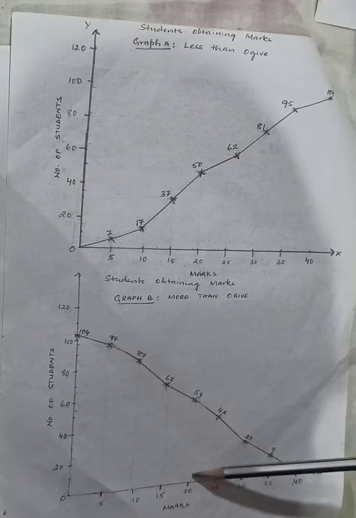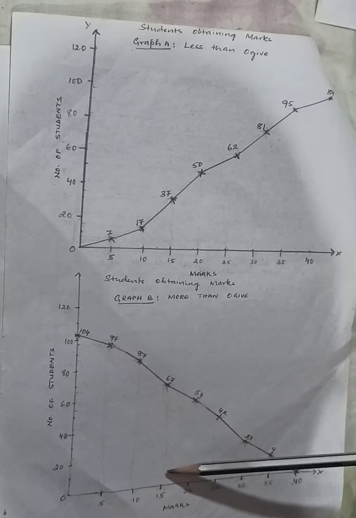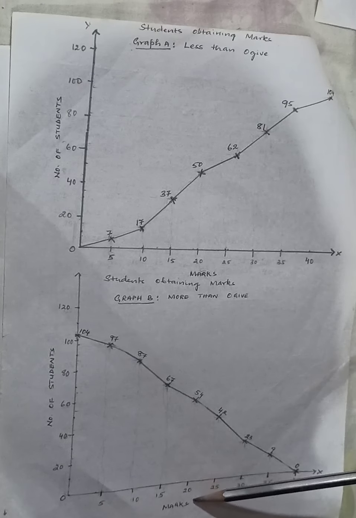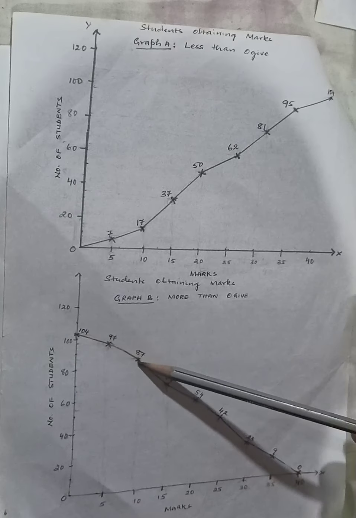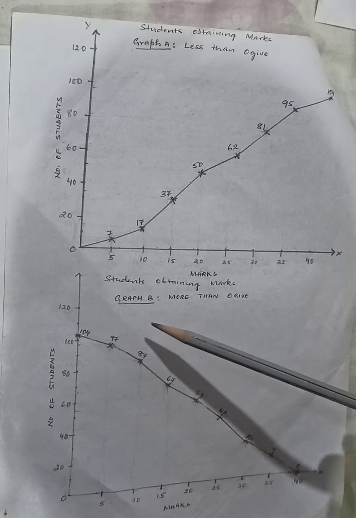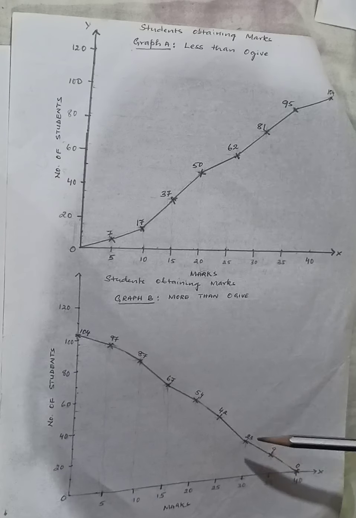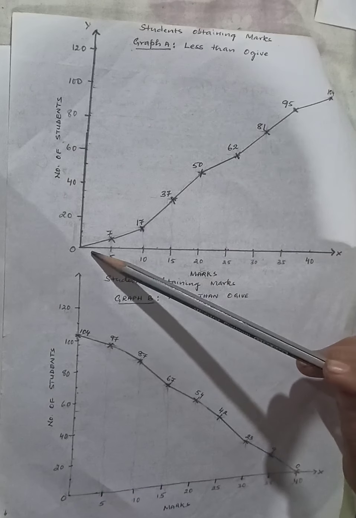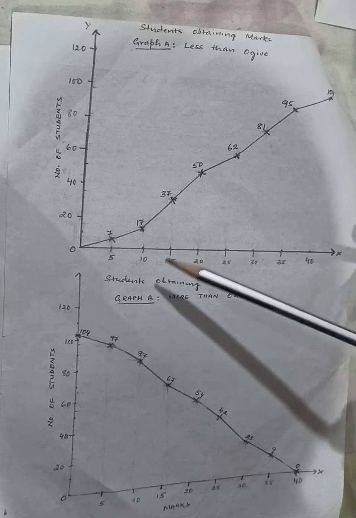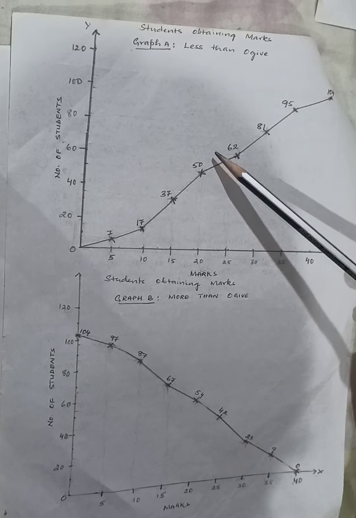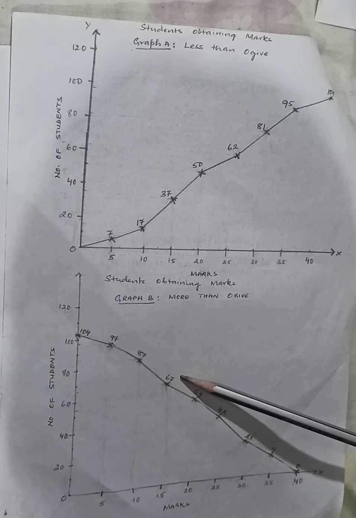So we cross it. Likewise, we take the midpoint of each number of students based on more than. So from here we draw a line. So the more than ogive curve will move from top to down, left and right. And the less than ogive will be moving from down to up, left and right. So these are the less than ogive curve, and this curve is the more than ogive curve.